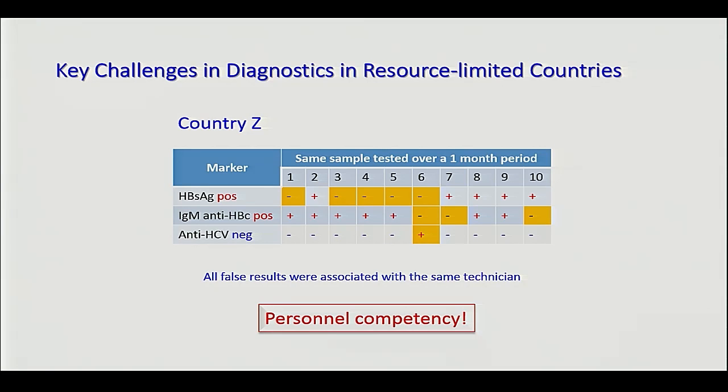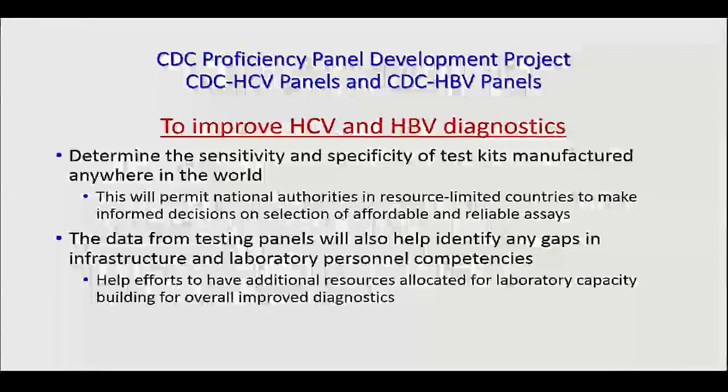So how can we help in these settings to address all these issues? Because this is a multi-pronged issue. So Dr. Ward has tasked us with this huge project, which is to develop these reference panels, which can actually address all these issues. I showed you that we provided short panels, like 10 to 15 samples, and clearly showed the issues in all those settings. So the single main objective of developing these reference panels is to improve HCV and HBV diagnostics.